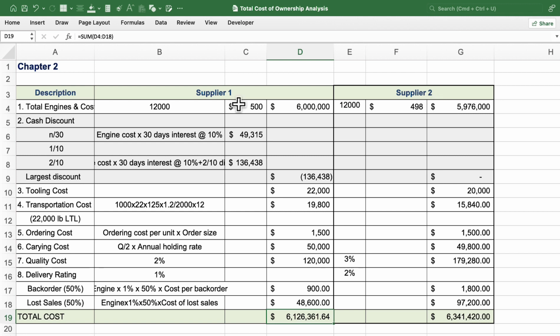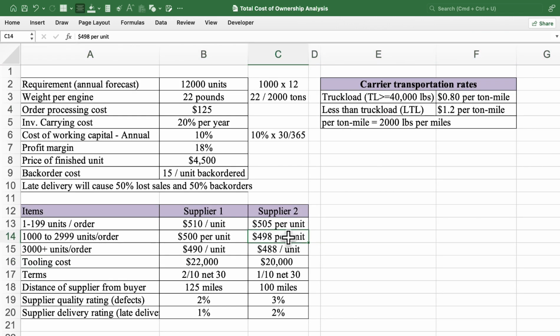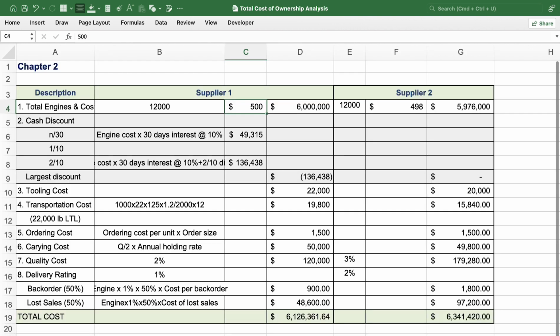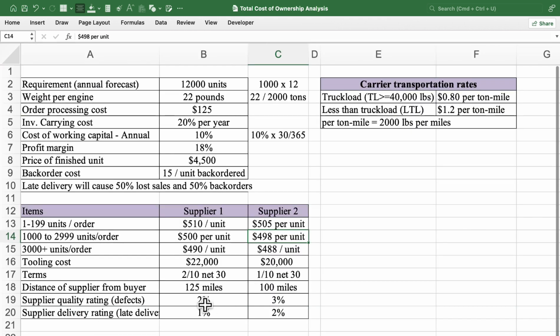Now we will do the same thing for supplier 2, and for supplier 2 everything will remain the same. For example, in this case the price was $500, but in case of supplier 1 the price will be $498. So we'll be using $498, and the next thing will be calculating this for N30, and then we'll be calculating for 110, not 210, because in case of supplier 2 it's 110 that applies. So as you can see here, the terms are 110 at 30.